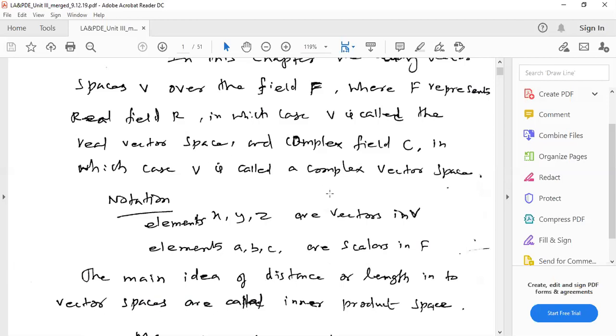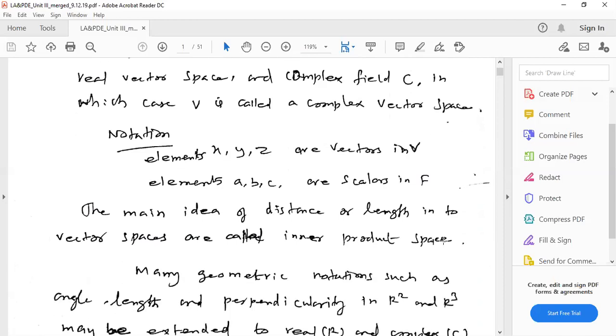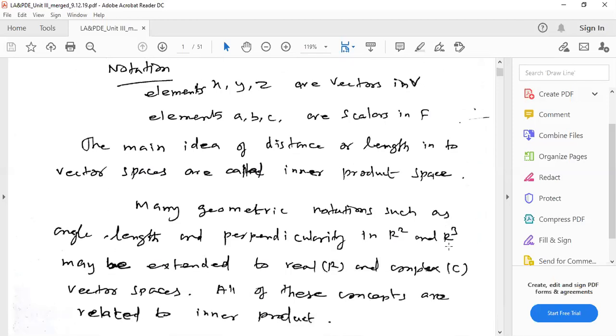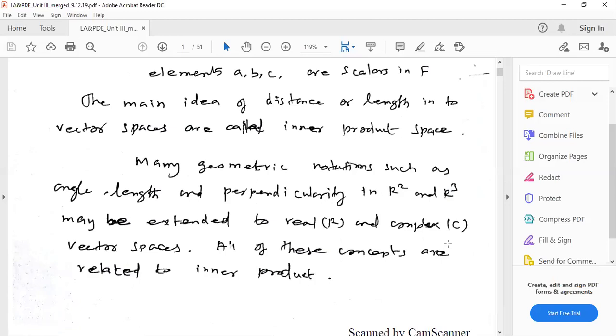Elements x, y, z are vectors in V. Elements a, b, c are scalars in F. The main idea of distance or length in a vector space leads to inner product spaces. Many geometric notions such as angle, length, and perpendicularity in R squared and R cubed may be extended to real and complex vector spaces. All of these concepts are related to inner product spaces.